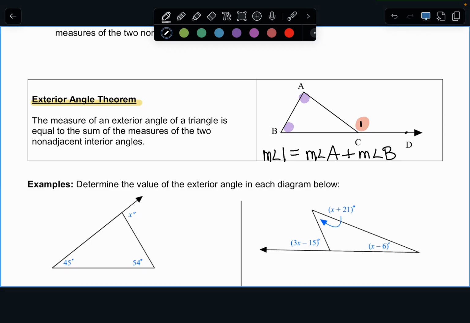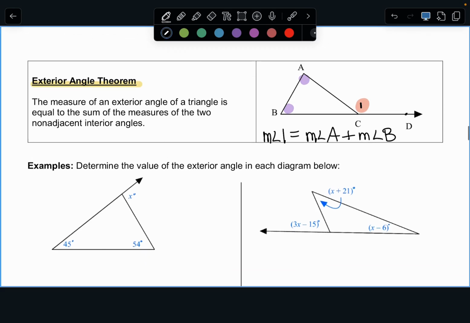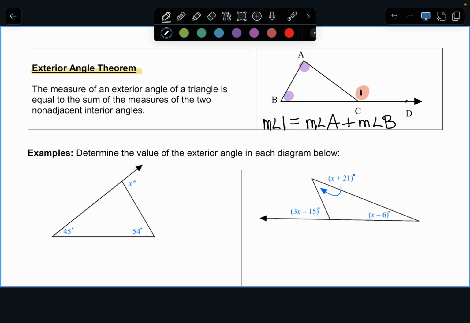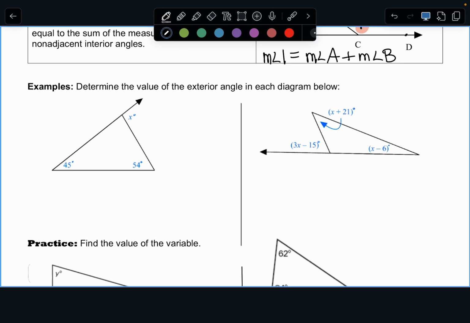Questions on the theory? Yeah, go ahead. So like if A was 80 degrees and then B was 40, like C would be 120? Exactly, yes.